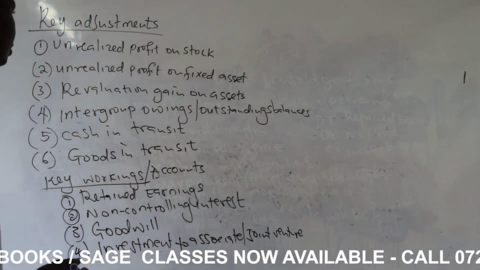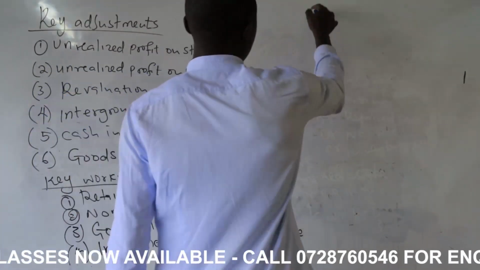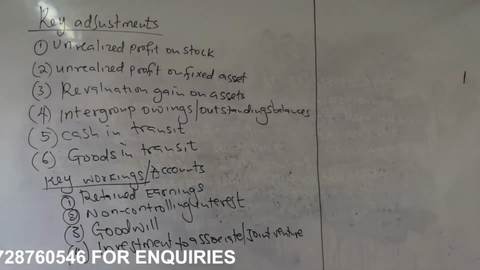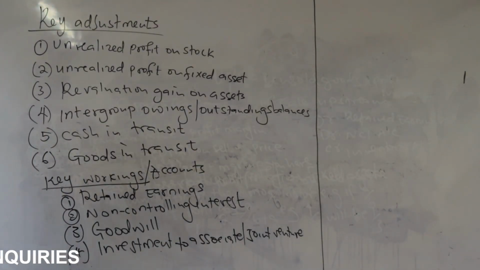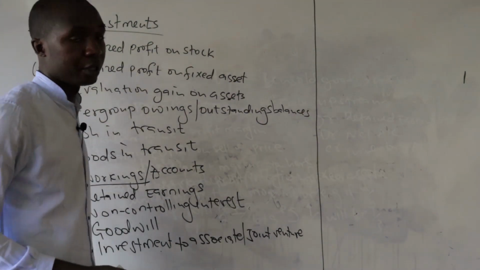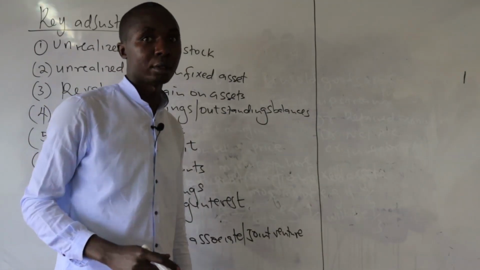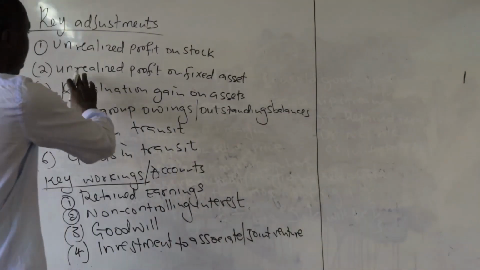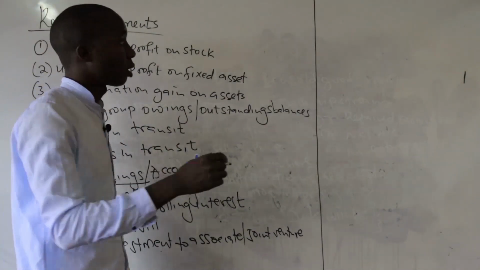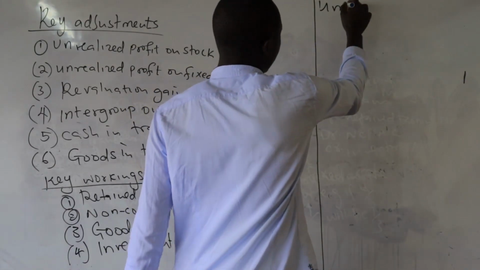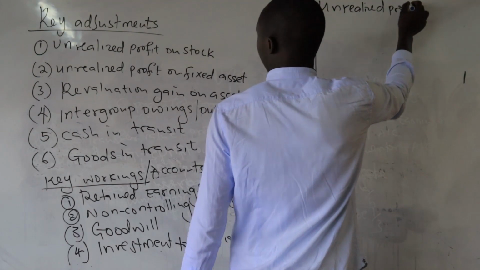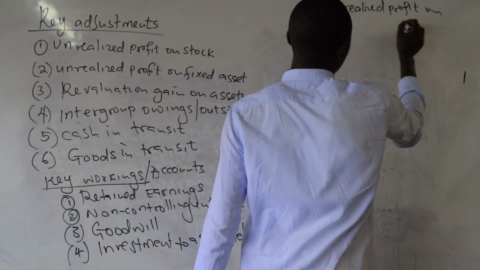I would like to start from the first area, the key adjustments which are made in group accounting. The number one is the unrealized profit on stock, and number two is the unrealized profit on fixed assets.